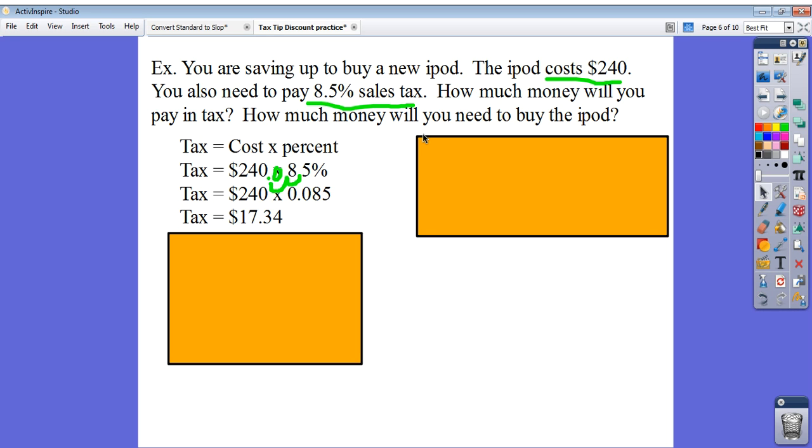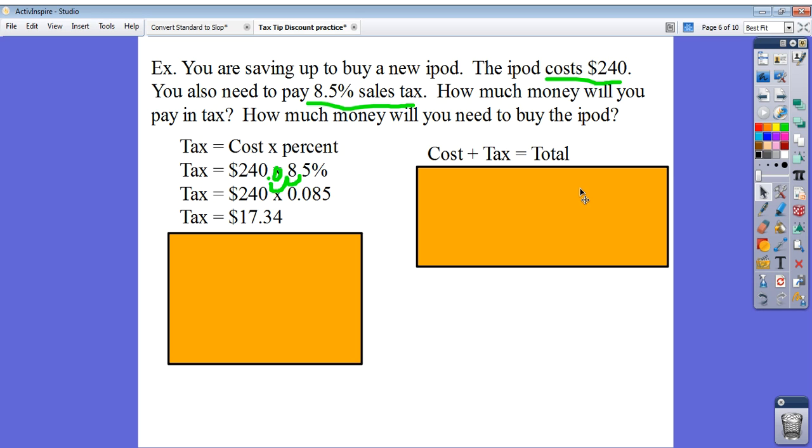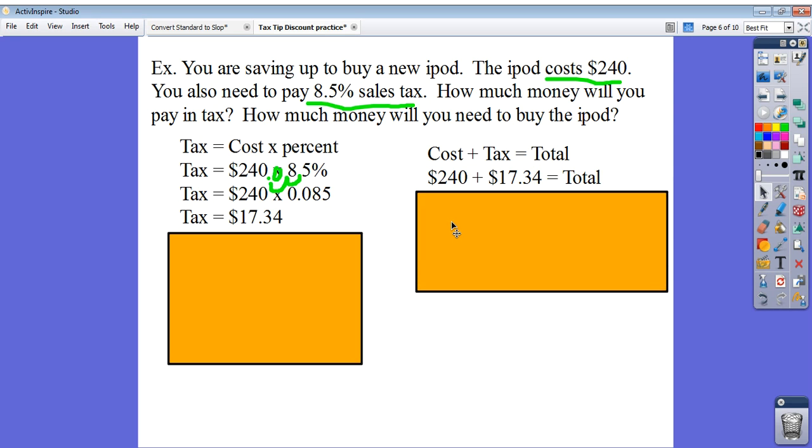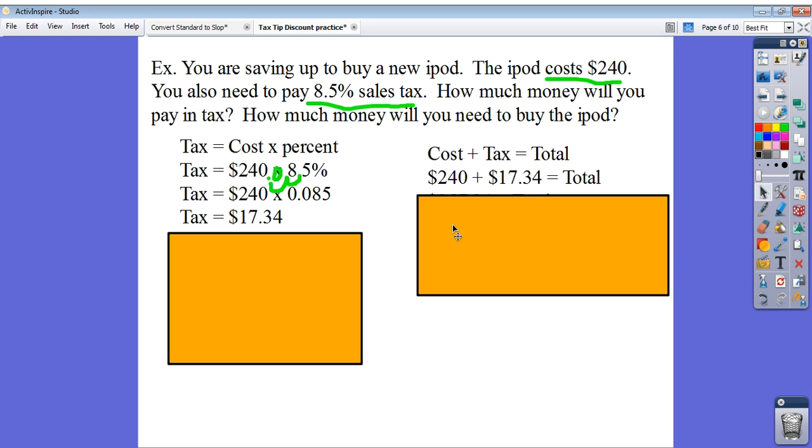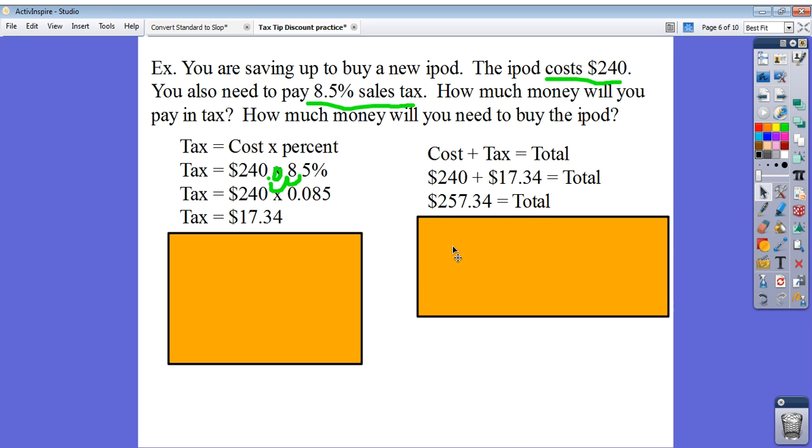But the second one, how much money will you need to buy the iPod? That's asking me what's the total cost? What's the base cost plus the tax? So the cost, which was $240, plus my tax, which I just found out was $17.34, is going to give me my total. Take a minute and work that out. Pause the video if you need to. $240 plus $17.34 is $257.34 total cost.